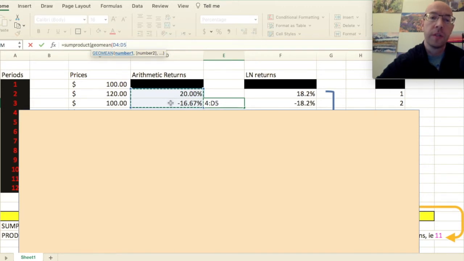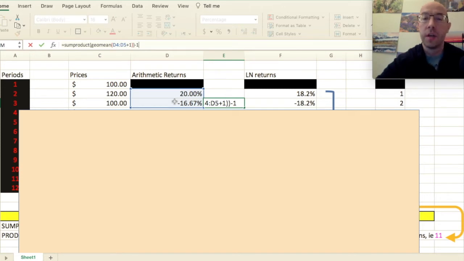I want the 20% and the 16.67% that's negative. I am going to also add 1 because that's how we do geometric. We add 1 to each return, and then that's how we get the geometric average. You guys probably are aware of that. We're going to put double close parentheses to close that out, and we're going to subtract off our 1 that we just added so it doesn't mess everything up.